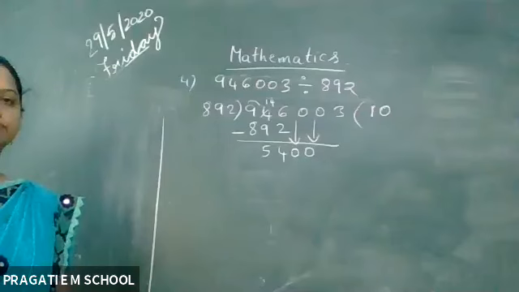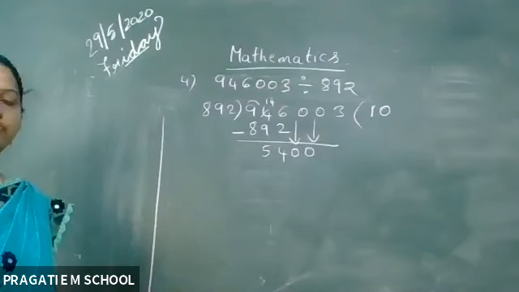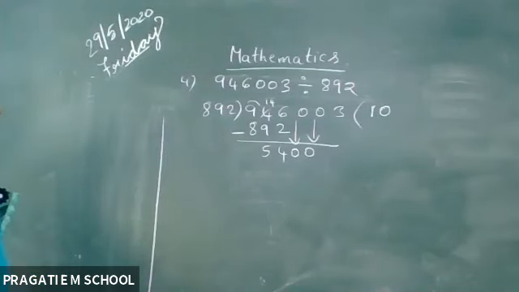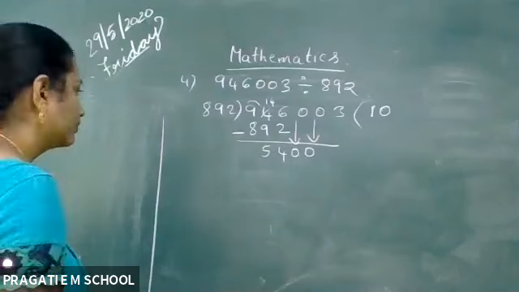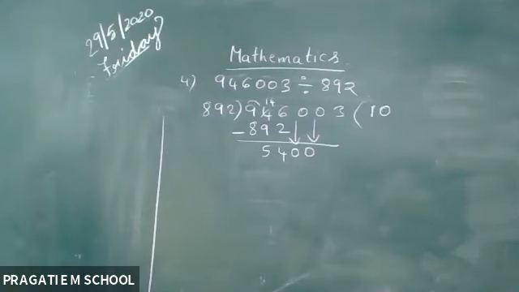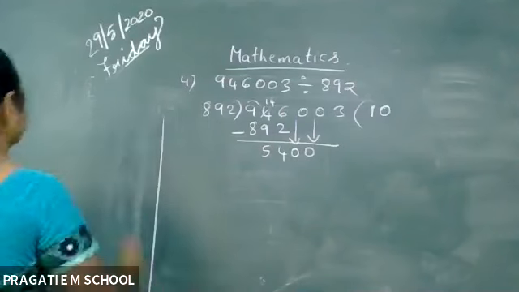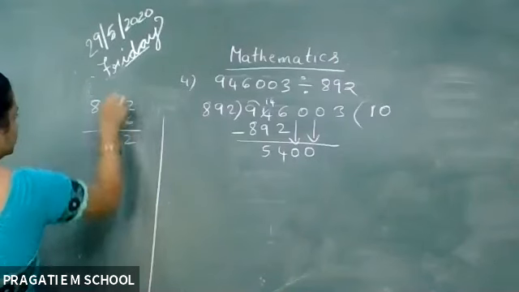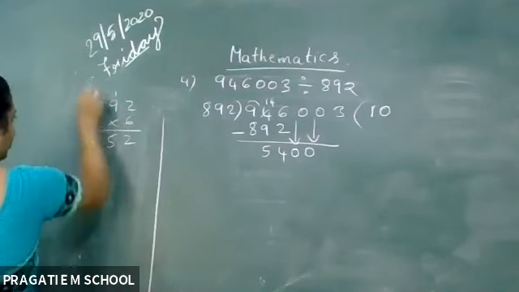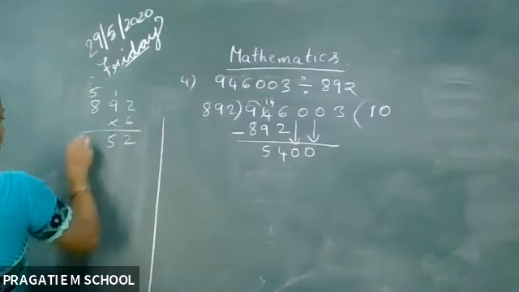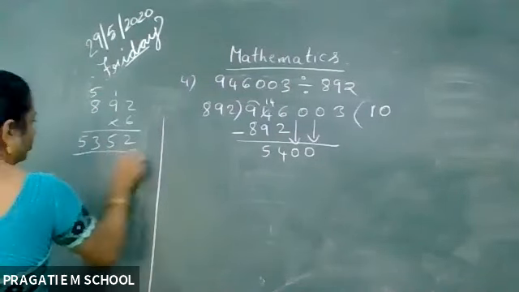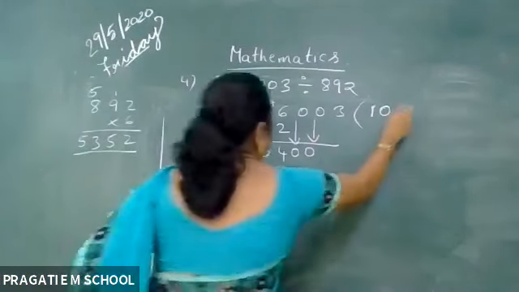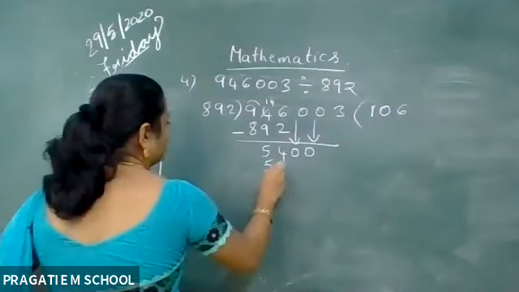Yes, children? 2 digits when we are bringing down, so we have to keep 0 in the quotient. 5,400. So 892, 6. 6 2s are 12, 6 9s are 54, 55, 6 8s are 48 plus 5, 53. 5352.